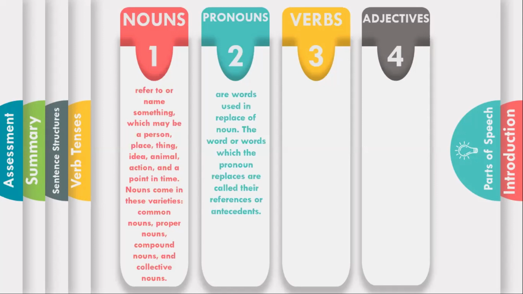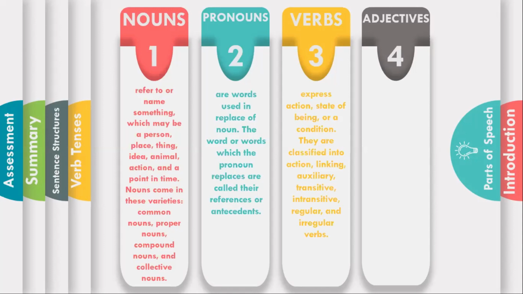These are words used in place of noun. The word or words which the pronoun replaces are called their references or antecedents. So the word pronoun comes from Latin words pro, meaning for or in place of, and nomen, meaning name. So pronouns are words used in place of noun. The antecedent of I is the person speaking or writing, while the antecedent of you is the person being addressed. So the use of pronouns avoids the monotonous repetition of the same noun.